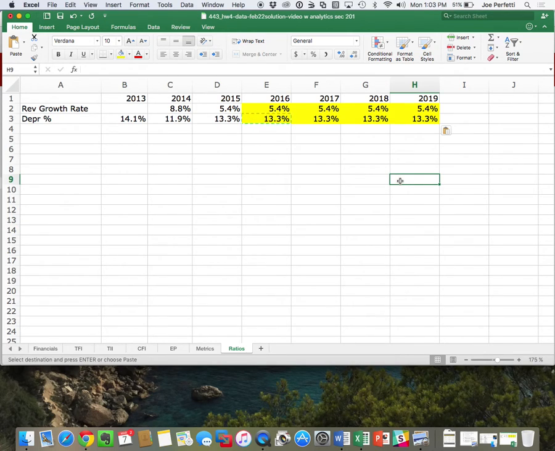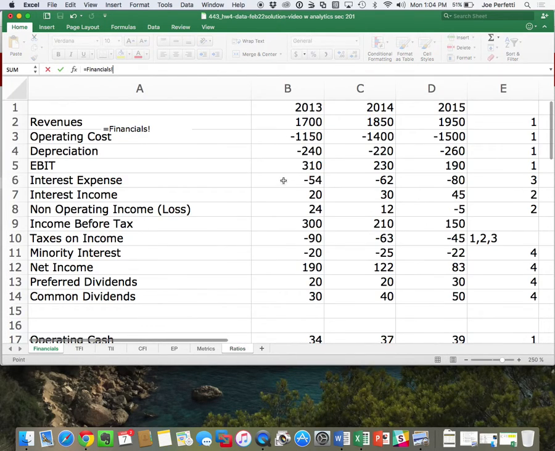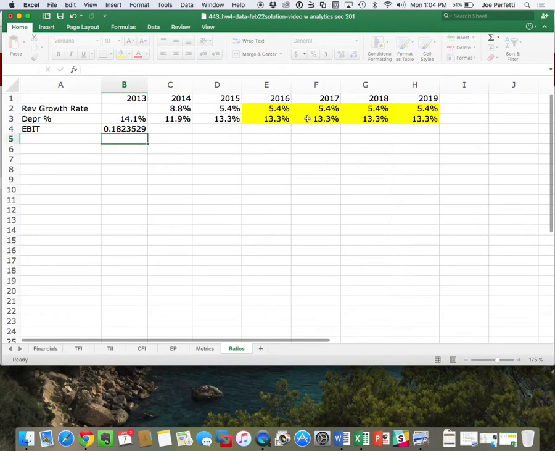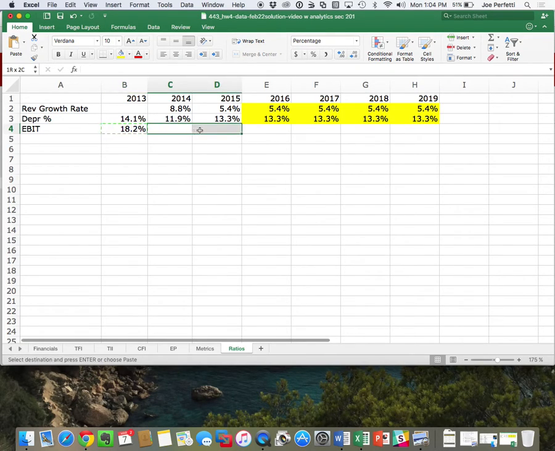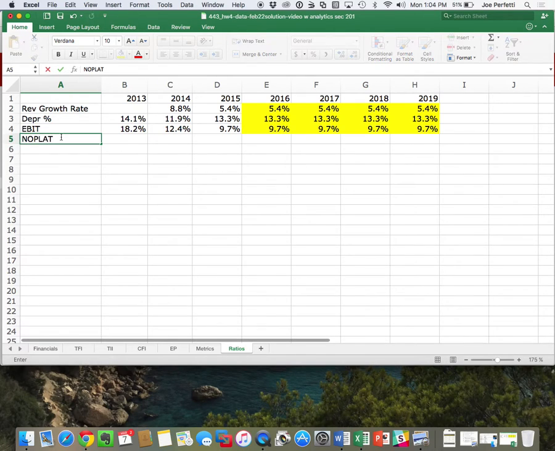And then to get my NOPLAT, I need to know what my EBIT is. So my historical EBIT margin equals my EBIT divided by revenue. That's the percentage EBIT margin historically for each of the 3 years. And I'm going to need to forecast my EBIT margin going forward. And then finally, that's going to get me my NOPLAT, which as a percentage is basically going to be my EBIT times 1 minus the tax rate.